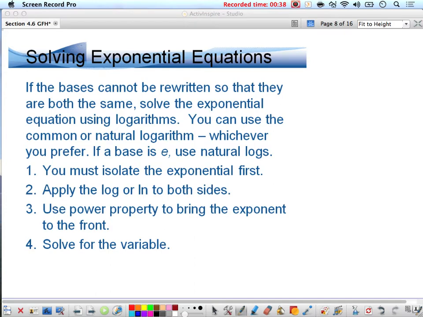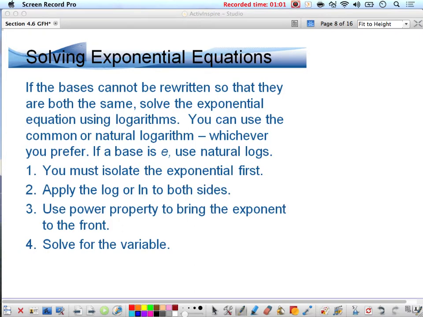So if the bases can't be rewritten so that they're both the same, solve the exponential equation using logarithms. You can use the common or the natural log. It doesn't matter which, but it is important that you use one that your calculator can handle. You wouldn't want to use a log base 7. So you're either going to use the common log, just the LOG, or the natural log. And here's kind of how you're going to do it.